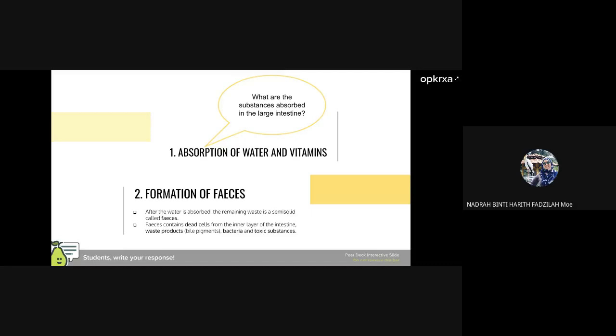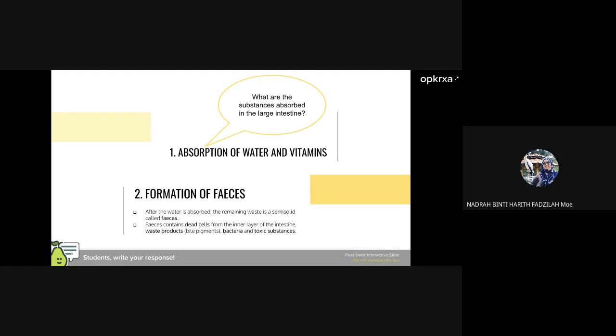Kita tak digest fiber, tapi when the undigested material move along the colon, the fiber will sort of wrap the feces, the solid feces ni, and enable the undigested material move smoothly. Ha, tapi tak boleh laju sangat lah, nanti jadi diarrhea pula kan. Move smoothly around the colon so that absorption of water can occur.